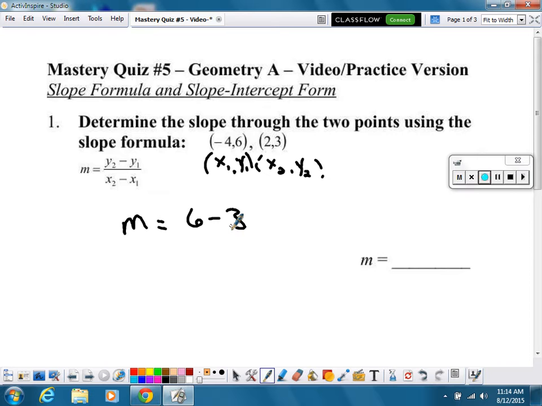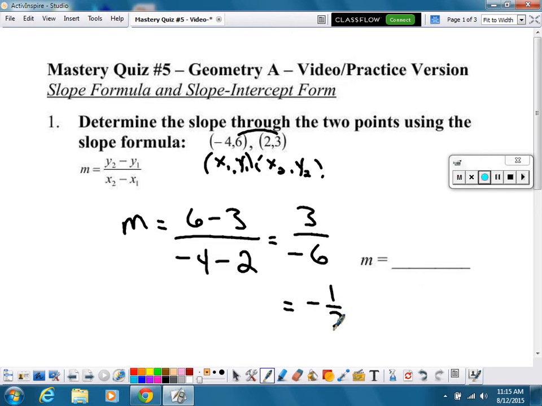You'll notice I'm doing this in a different order, but it really doesn't matter, as long as you identify the y1 and the x1 as a pair and the y2 and the x2 as a pair. As you go through the formula, it doesn't matter which one's the x2 and the y2 and the x1 and the y1. We're going to go 6 minus 3. Since we went 6 minus 3 in that direction, we're going to go -4 minus 2. 6 minus 3, of course, is 3. -4 minus 2 ends up to be a -6, and you get a final answer of -1/2.